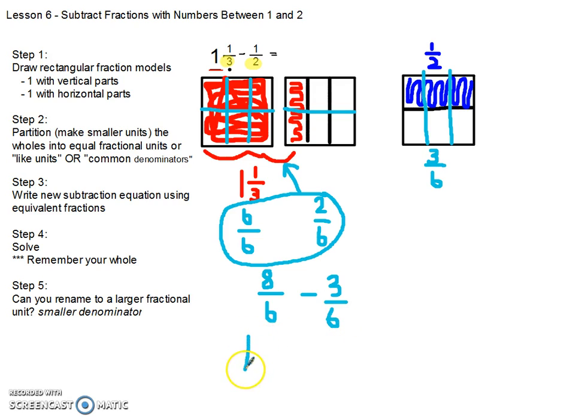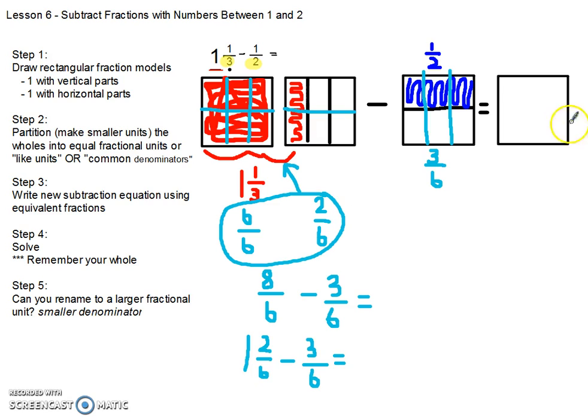Okay, so that can be 8/6, or I can also write it as 1 and 2/6 minus 3/6. But if you look at it, if I write it with the mixed number, I have 2 parts here, and I can't easily take away 3 from 2, so it's easier if I rewrite it as 8/6.